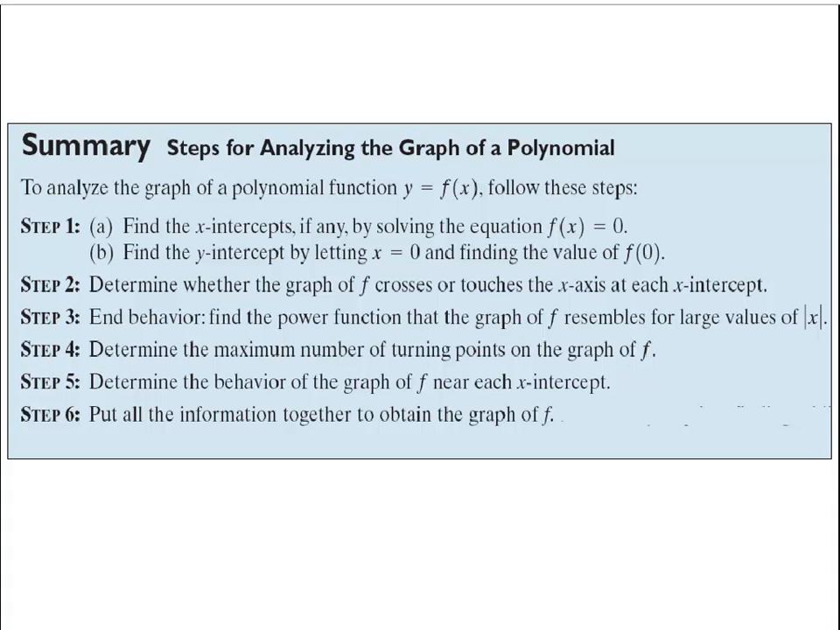So given the equation of a polynomial, right, step 1 would be find the intercepts. Step 2 would be determine whether it crosses or touches at the intercepts. Step 3 would be determine the end behavior. Step 4 would be determine the turning points. Then 5, determine the behavior near the intercepts. And then step 6, put it all together and obtain the graph of the function. And then after you've analyzed and put all that together, take out your technology and check your work.